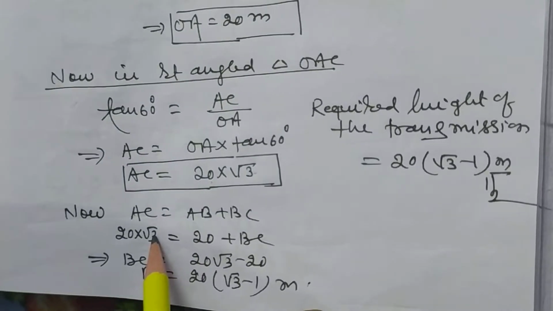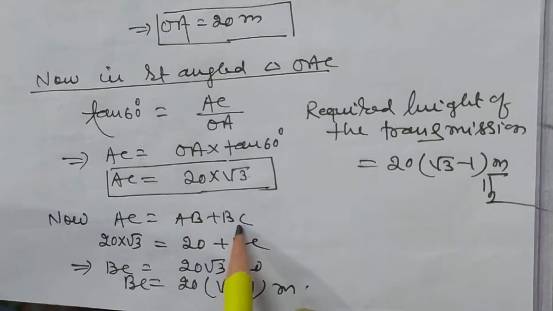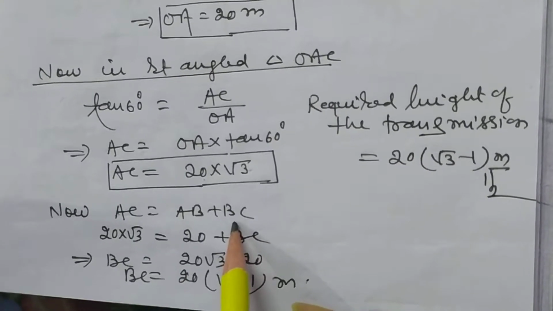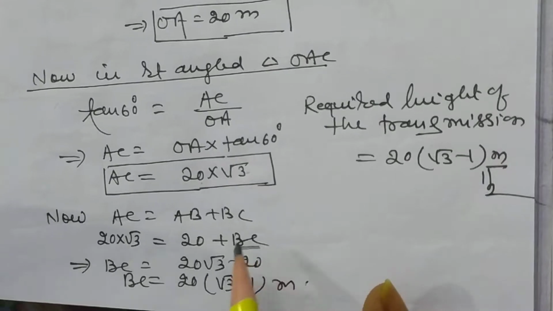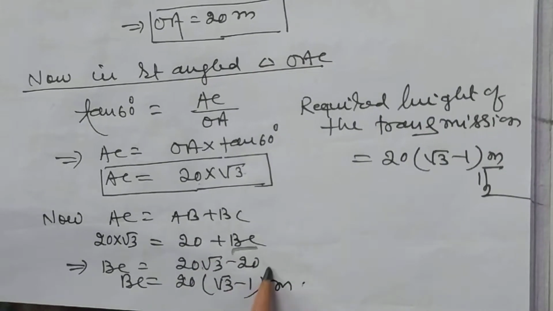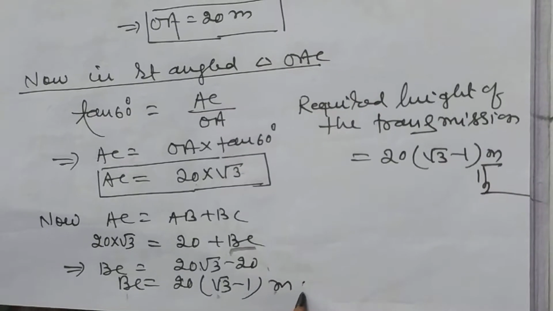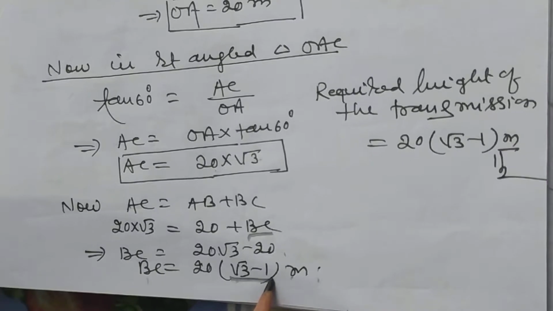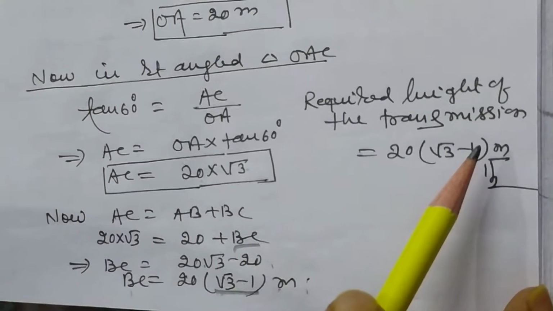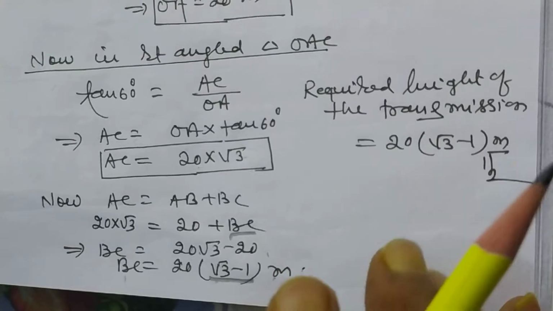Now AC is equal to 20 root 3, and AB is equal to 20, and you have to find BC. So BC is equal to 20 root 3 minus 20. So BC is equal to 20 into root 3 minus 1 meter. My dear student, in this way we can find the height of the transmission tower.